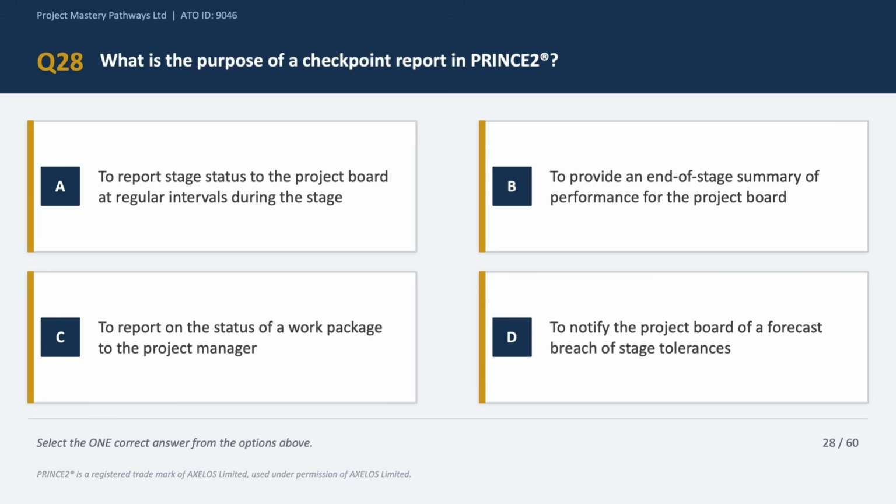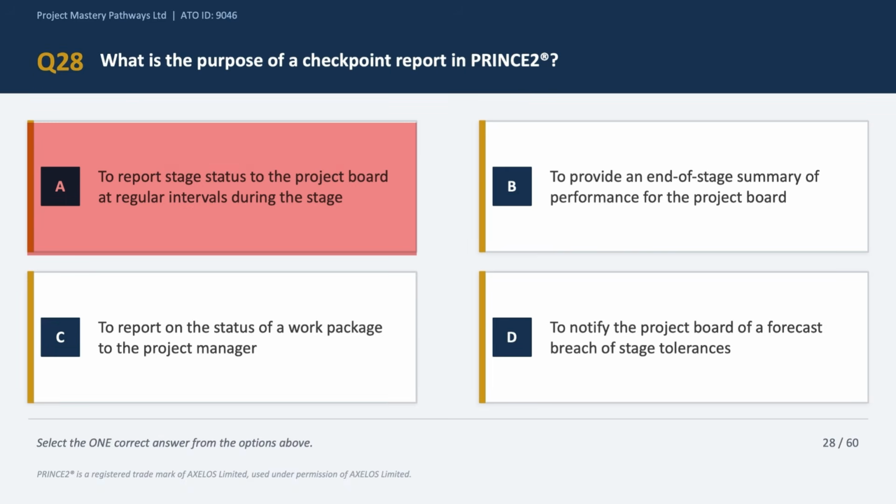Next, question number 28, and this is a reports question, and it's asking the purpose of a checkpoint report. So let's look at the options one by one. Option A says to report stage status to the project board at regular intervals. Now that is highlight report. The project manager sends the highlight report to the project board. This is not the checkpoint report. So option A is incorrect.